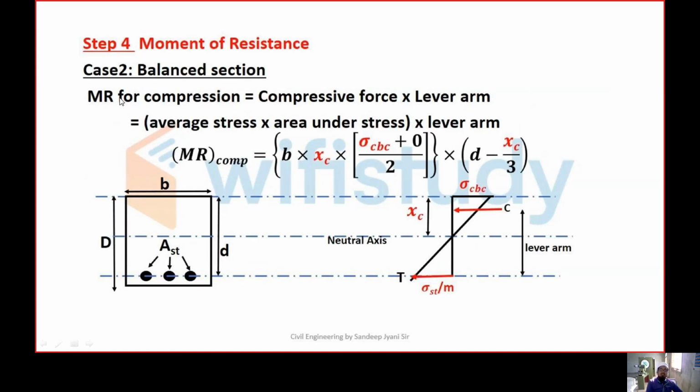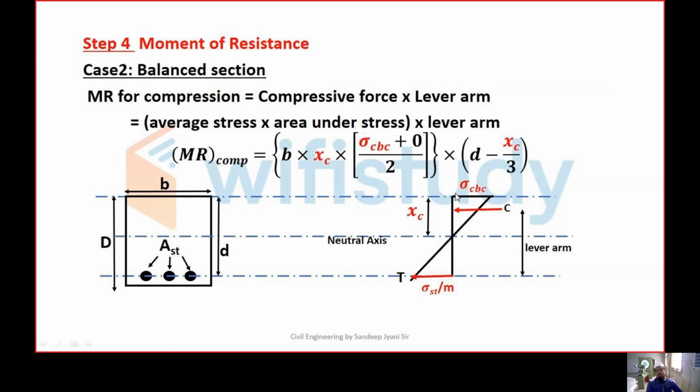Now coming to the balanced section. In the balanced section, the moment of resistance for compression is equal to the moment of resistance for tension. Moment of resistance for compression will be equal to compressive force into lever arm. Here only one neutral axis will lie. That means the actual depth of neutral axis and the critical depth of neutral axis lie on the same line. So no green line and no red line will be seen here. Only one single line is seen, that is the neutral axis, in which both the critical depth and the actual depth are present.